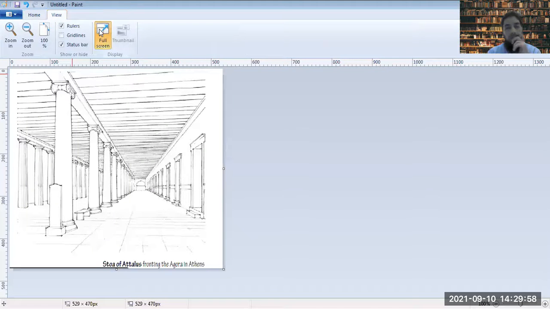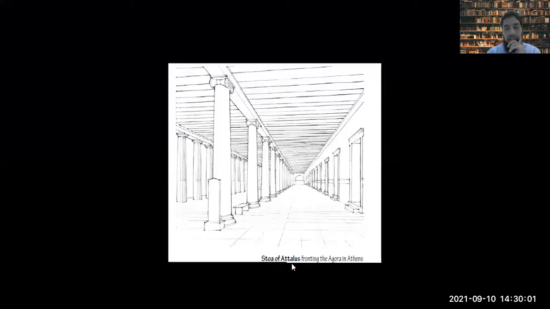Similarly, you have this one. This is the Stoa of Atlas in Athens. The linear elements all connected together.